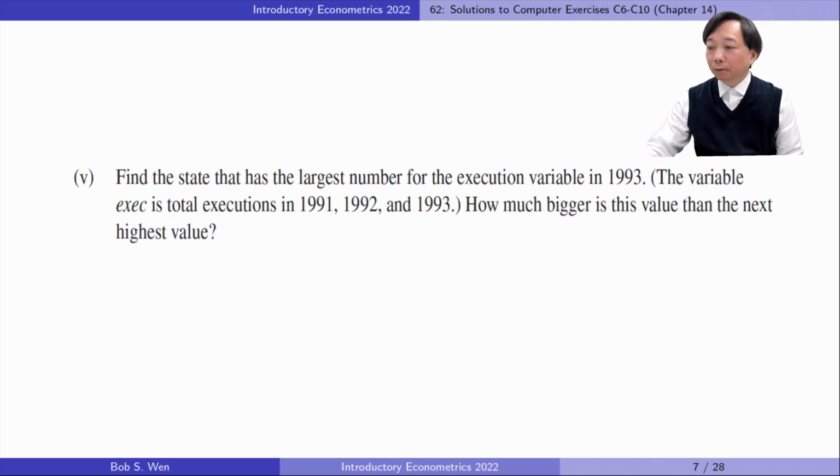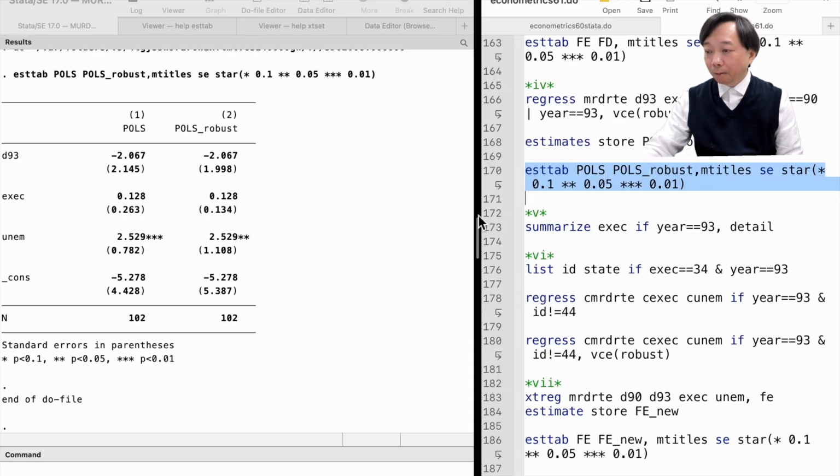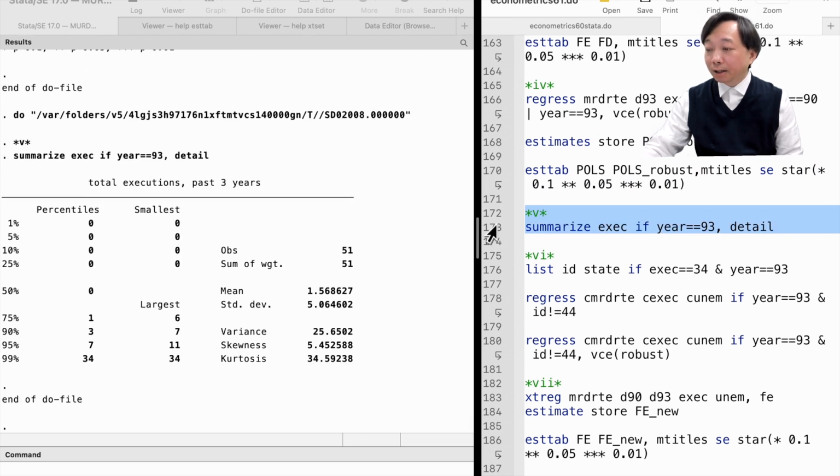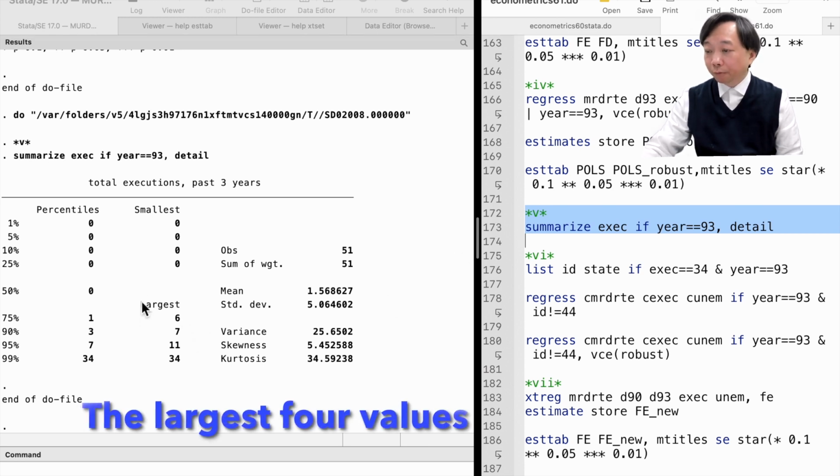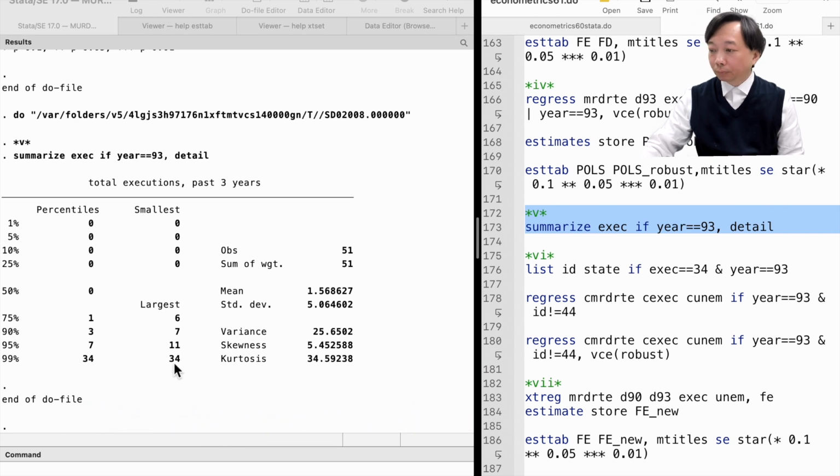In Part 5, find the state that has the largest number for the execution variable in 1993. How much bigger is this value than the next highest value? We use the summarize command with the detailed option to get information on the execution variable. We can find the largest 5 values in the sample. The largest is 34, and the second largest is 11. It is 23 smaller.